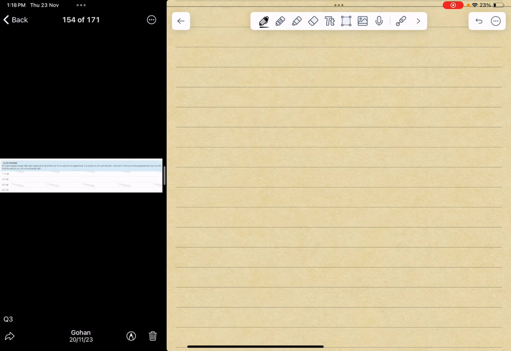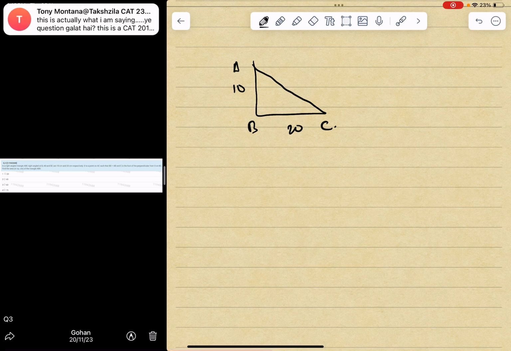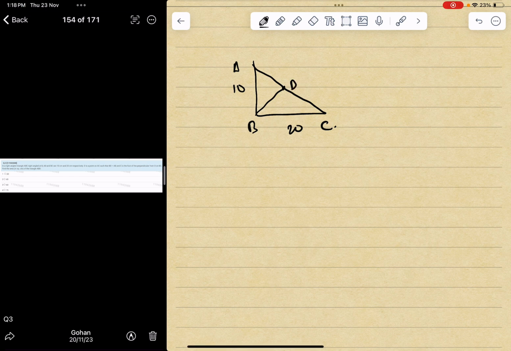Next one. In a right angle triangle ABC, right angled at B, AB and BC are 10, 20. D is a point on AC such that BD equal to AB, this is also 10. Okay, this we got.